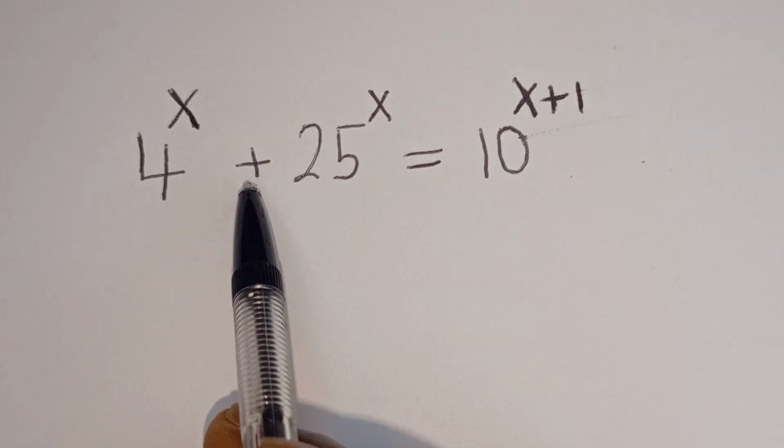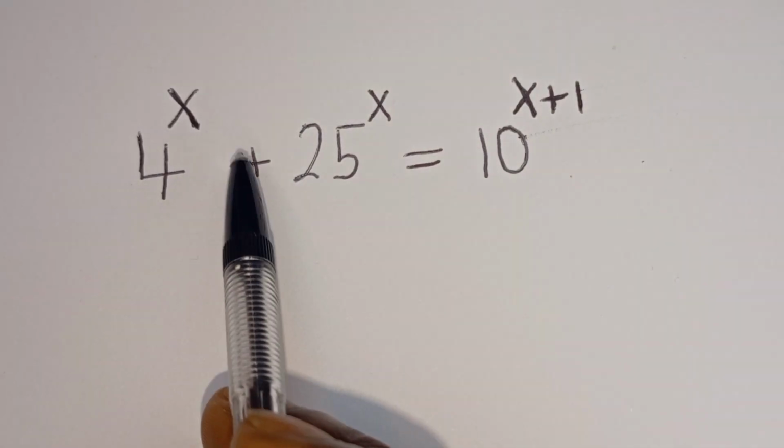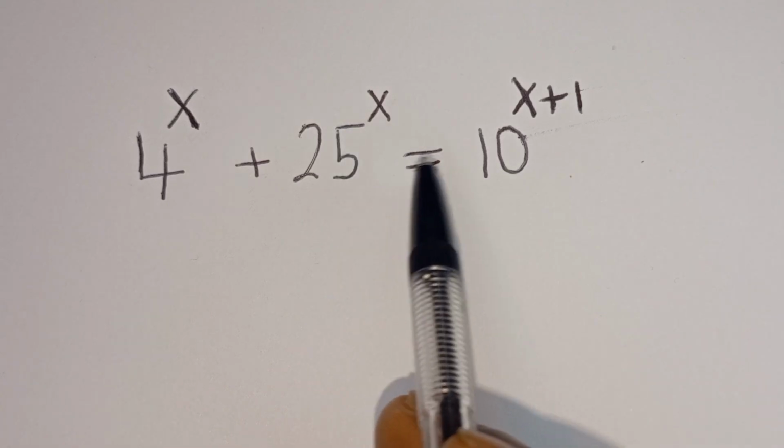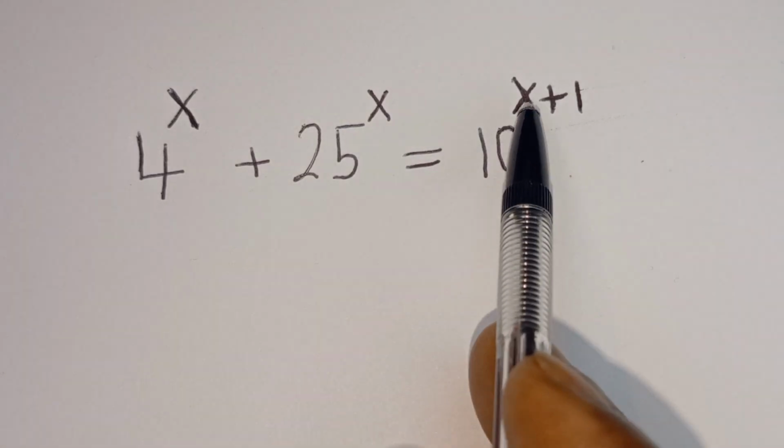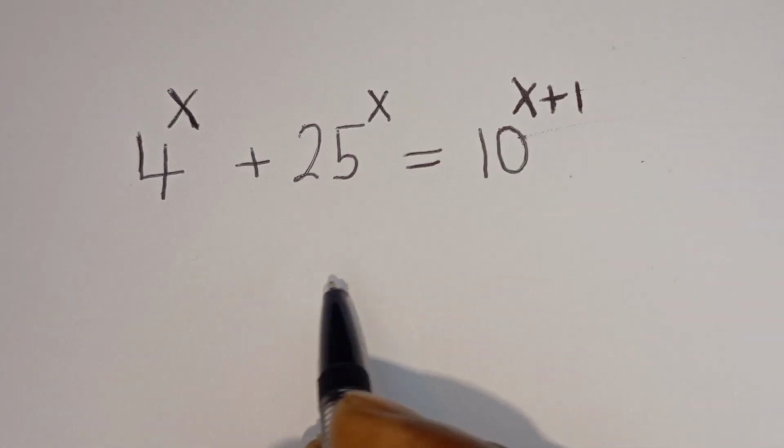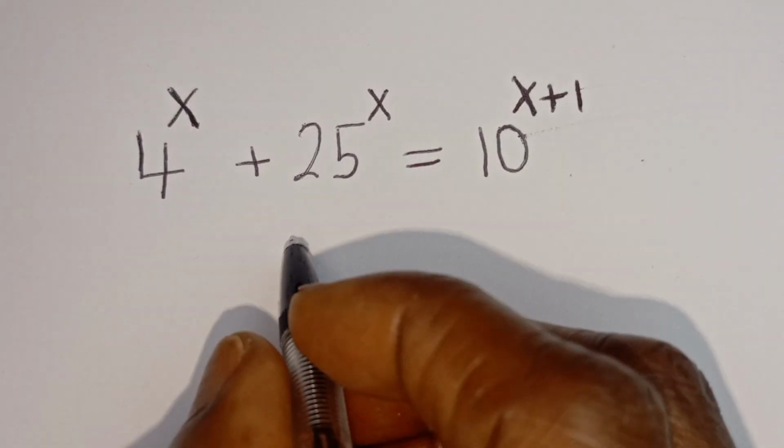Hello, how to solve for x in this equation: 4 to the power of x plus 25 to the power of x is equal to 10 to the power of x plus 1. Solution.